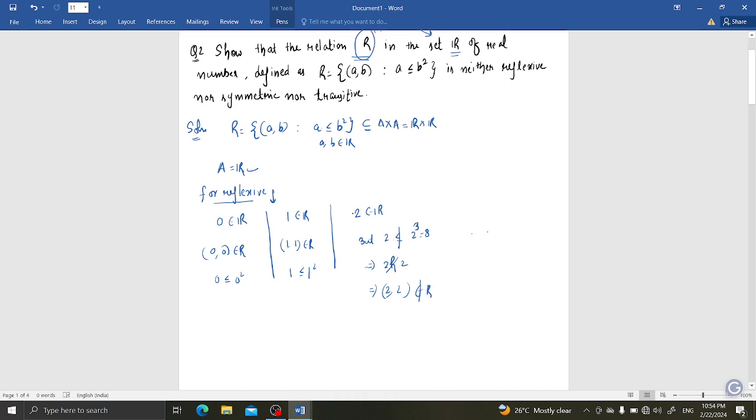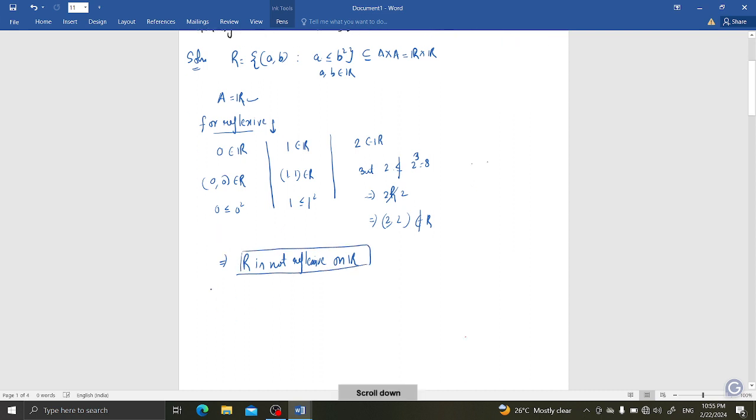Here you can take any number which is positive and not equal to 1, and this property does not hold. So it implies that there exists a 2 which is a real number which is not related to itself, hence it implies R is not reflexive on the set of real numbers.